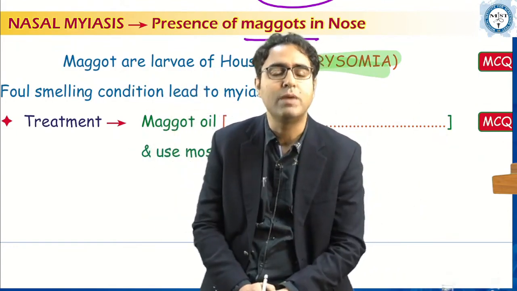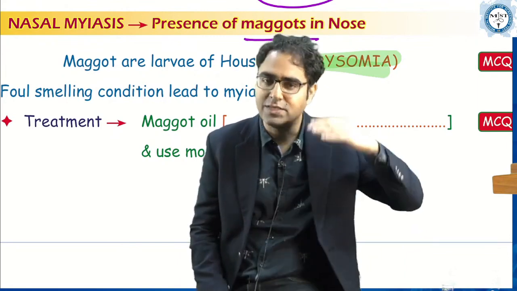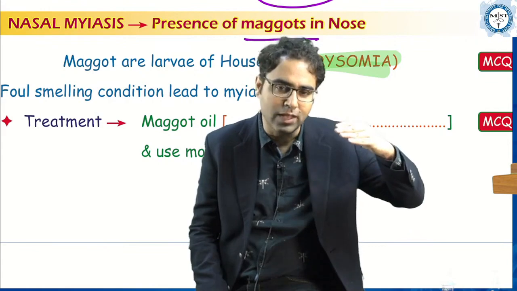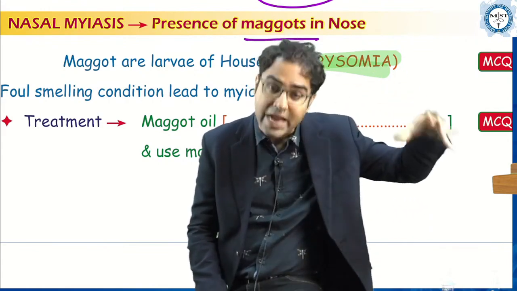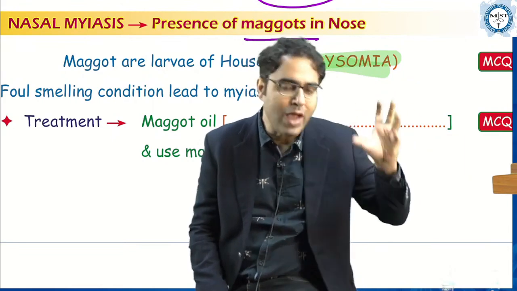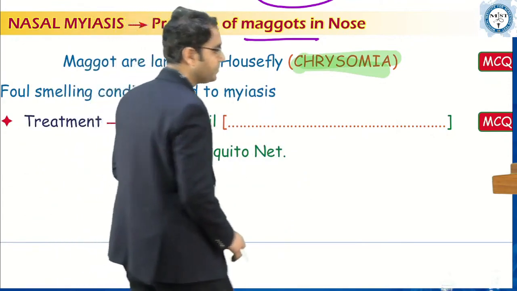But if you remember, we used to do taxonomy: the species, the genus, the phylum, the family, the order, and the kingdom. The family of the housefly is Chrysomia, beta. A foul smelling condition will lead to myiasis, beta.